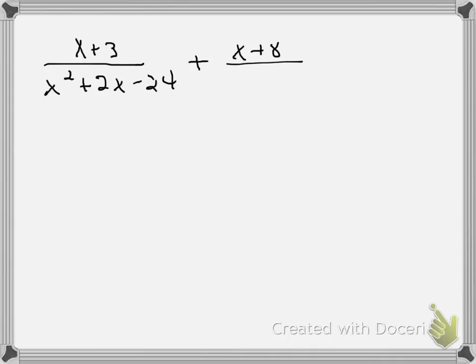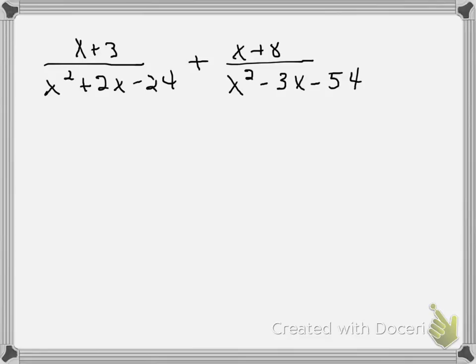Let's go over one of the problems in Module 5 quiz. We're actually just adding fractions, except they're rational expressions. So we have x plus 3 divided by x squared plus 2x minus 24. And we're adding to that x plus 8 divided by x squared minus 3x minus 54.